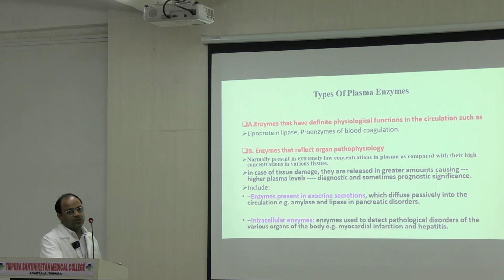So in case of acute pancreatitis, the pancreatic enzymes are released into the blood circulation. Then we use this marker for diagnosing acute pancreatitis. Then enzymes are used to predict pathological disorders of various organs of the body like myocardial infarction or hepatitis, prostatitis, prostatic cancer, etc.